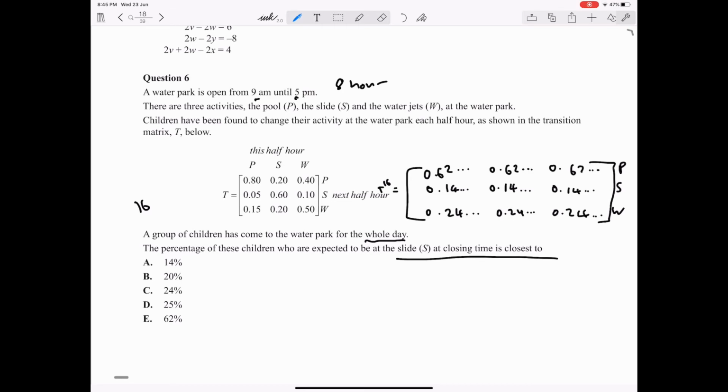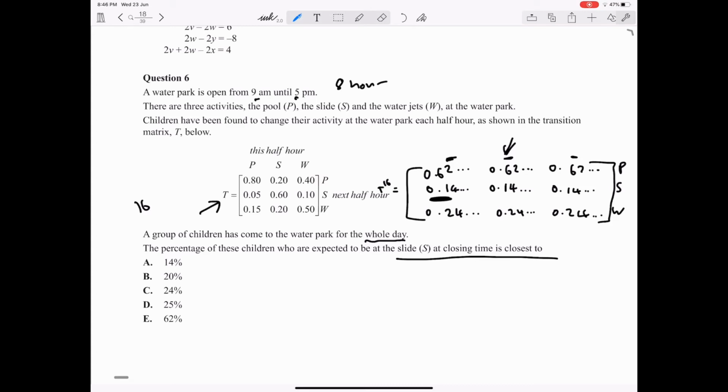So if you raise the transition matrix T over here to the power of 16, it will give you the following matrix. And as you can see, the numbers in each row are approximately the same. They're not the same, but they're very, very close. So that suggests that the steady state matrix would have been reached after 16.5 hours.